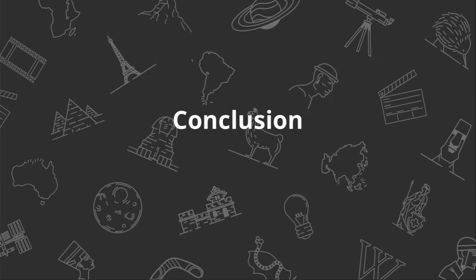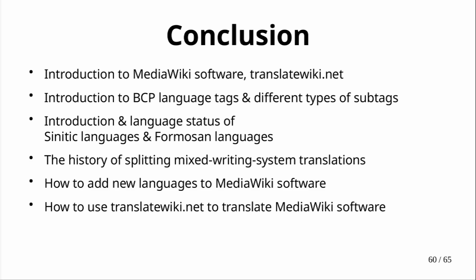So here comes the final conclusion. We have introduced the MediaWiki software, TranslateWiki.net, and BCP 47 language tags. And we have different types of subtitles there. And we have talked about the language status of synthetic languages and Formosan languages, and the history of splitting mixed writing system translations.